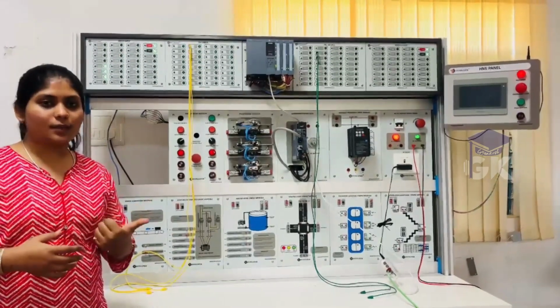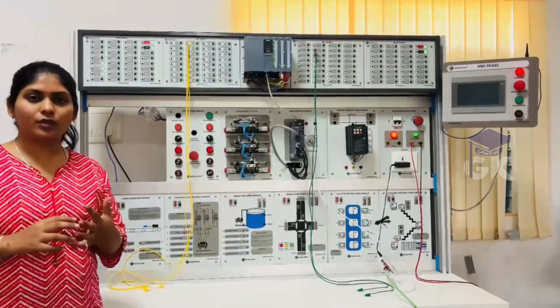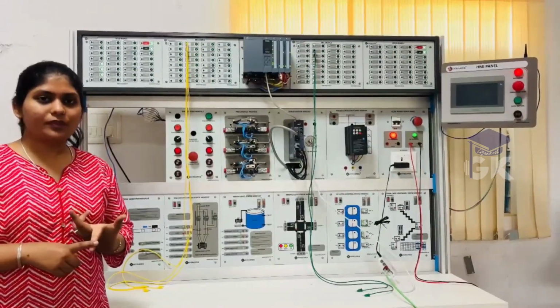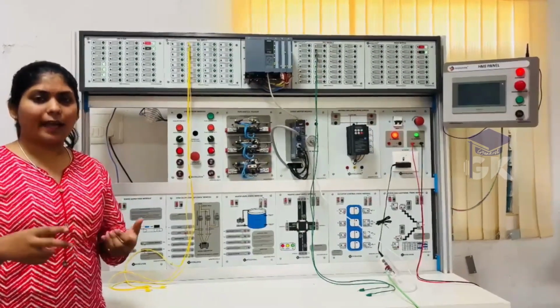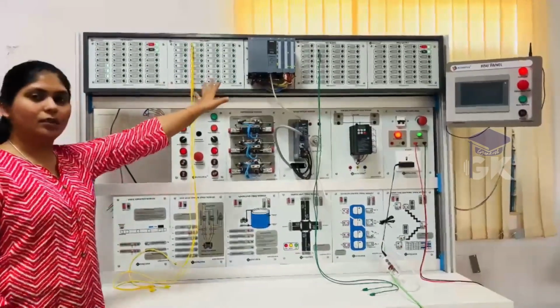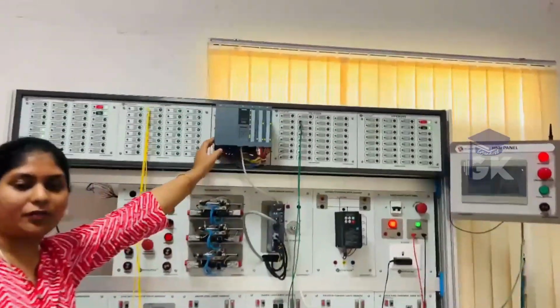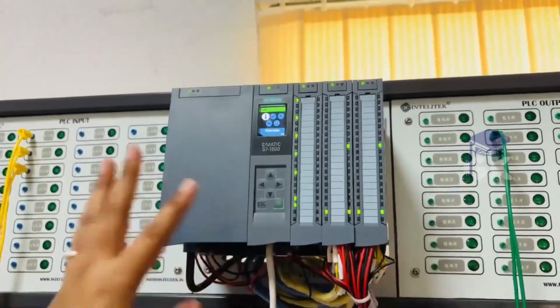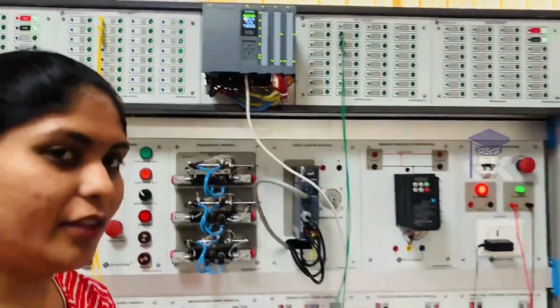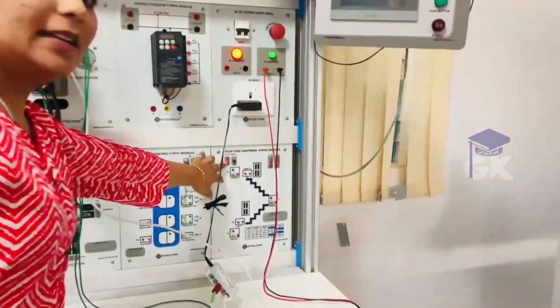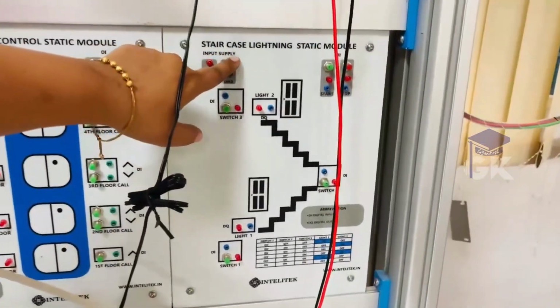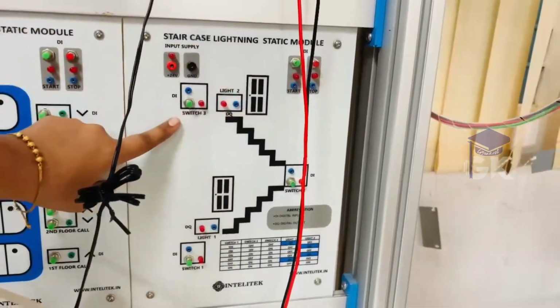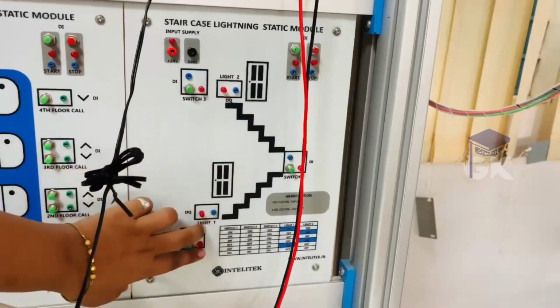There are two methods. One is the manual method using two-way switches, and the other one is the sensor method, and the third method is using a PLC, the S7-1500 Siemens PLC. We are going to use this today, and we are going to control our static module. We are going to check on the staircase lighting static module how this lighting will work.